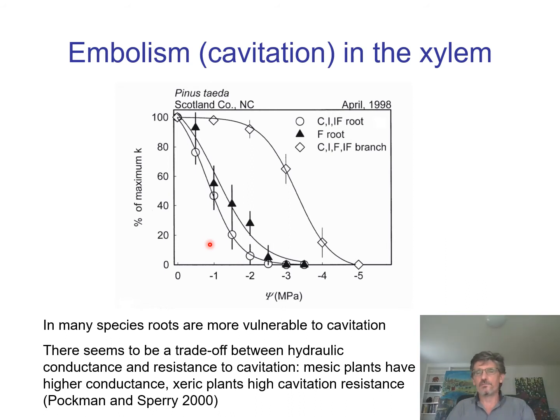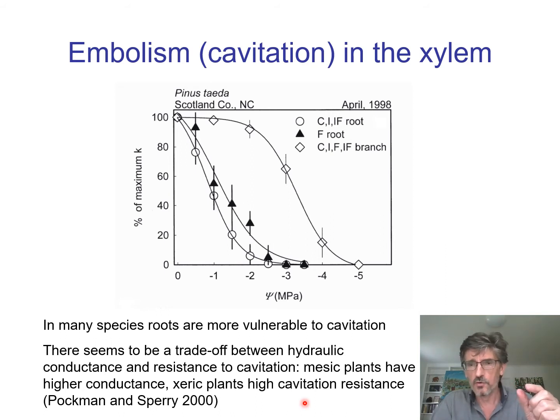On top of that, these curves are very different for different types of plants and biomes. Scientists in this area have noticed that there is a trade-off between plants that are adapted to humid climates, these mesic plants that typically have higher conductance. They can afford bigger xylem vessels, but they can be more prone to cavitation, because if you have bigger vessels, then you will have thinner walls. Or xeric plants, which live in drier conditions, where they are much more resistant to cavitation.